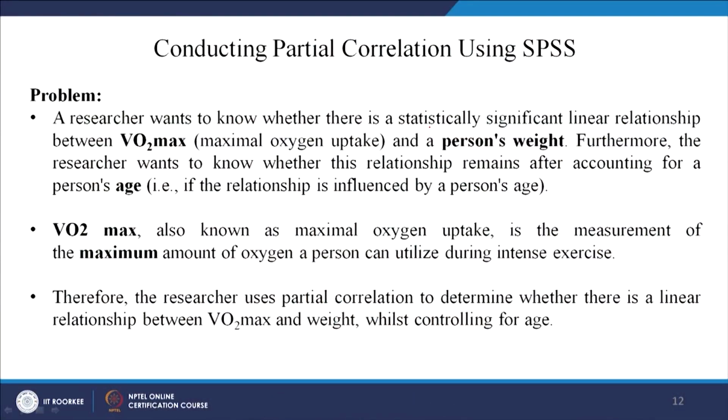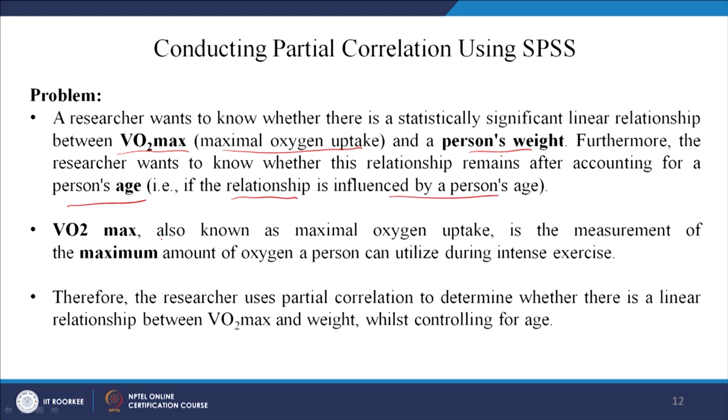Now, how you can conduct a partial correlation in SPSS, I will show that also. Otherwise what happens, many times students face a difficulty: they understand how to do it by hand, but how to do it in SPSS is a problem. So, this is the case. A researcher wants to know whether there is a statistically significant relationship between VO2 max, I will explain what this is, maximum oxygen uptake, and a person's weight. Furthermore, the researcher wants to know whether this relationship remains the same or not after accounting for a person's age. That means, is this relationship influenced by a person's age or not.